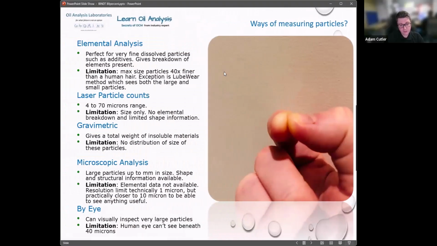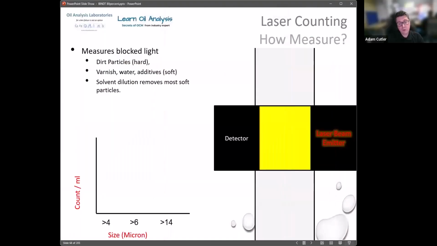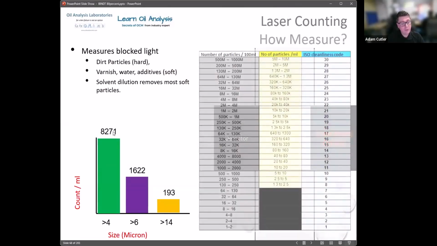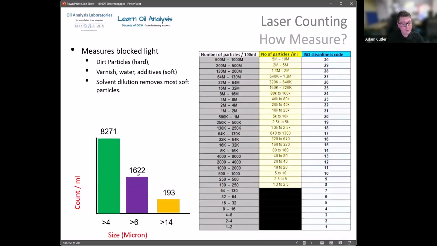So I'm just going to rewind one slide and go back to that. We'll watch this slide to present how that's working now. We're shining a laser beam across, and it's had a few 4 microns, a 6, a big one, a 14, a few going across, a bit more 4s, one big 14, moving across. At the end, we get a count generally per mil. So I've got 8,271 particles at 4 microns, 1,622 particles at 6 microns, and 193 at 14 microns.